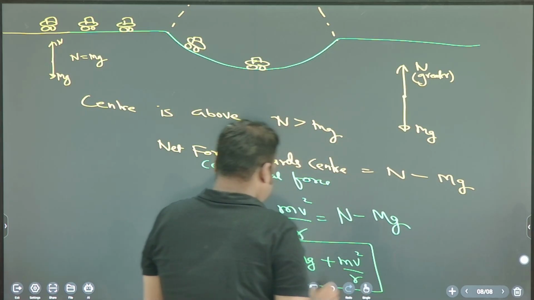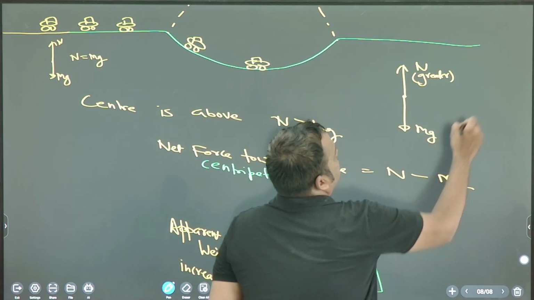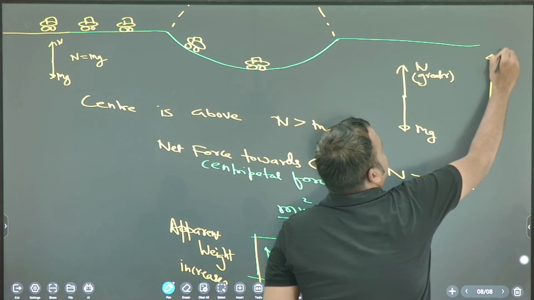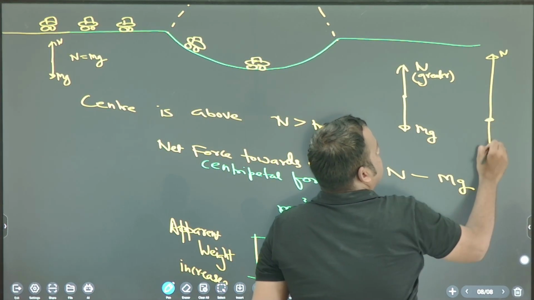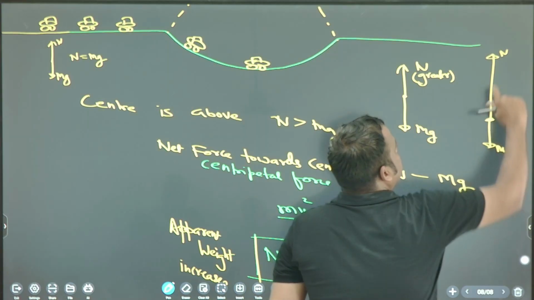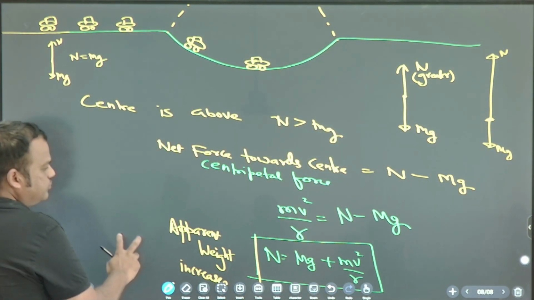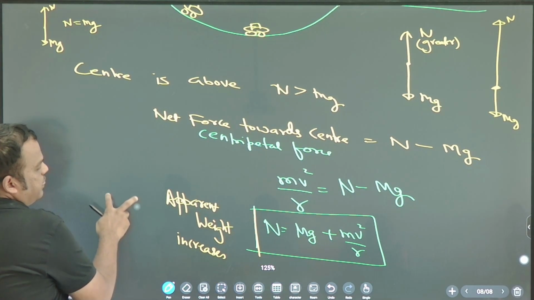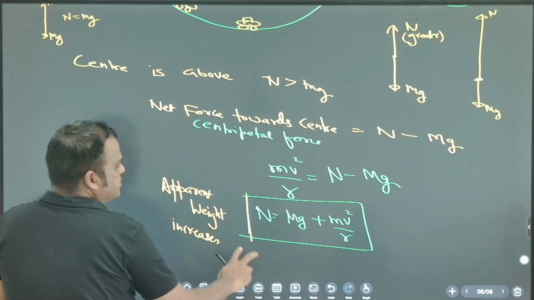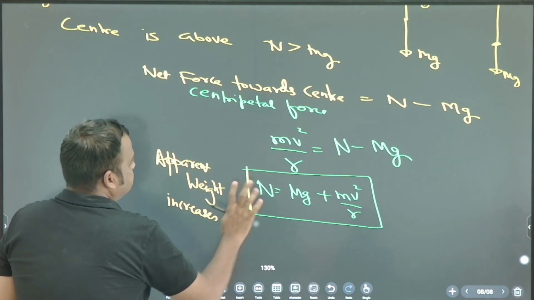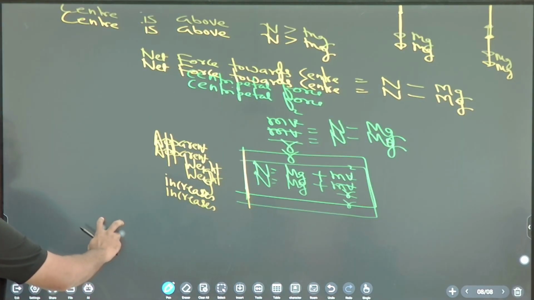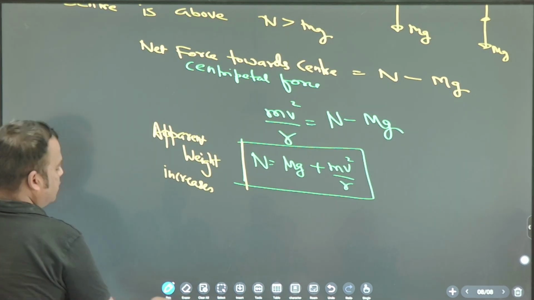Okay, I should draw like this. Normal is greater means I should draw like this. This is normal, this is mg. Normal is greater than mg. So apparent weight increases. Okay, clear? So now solve one question.